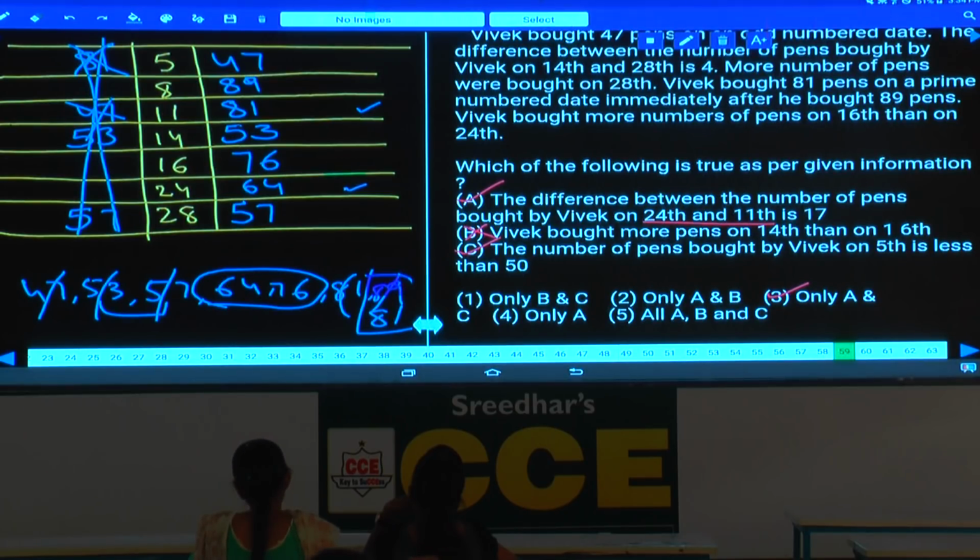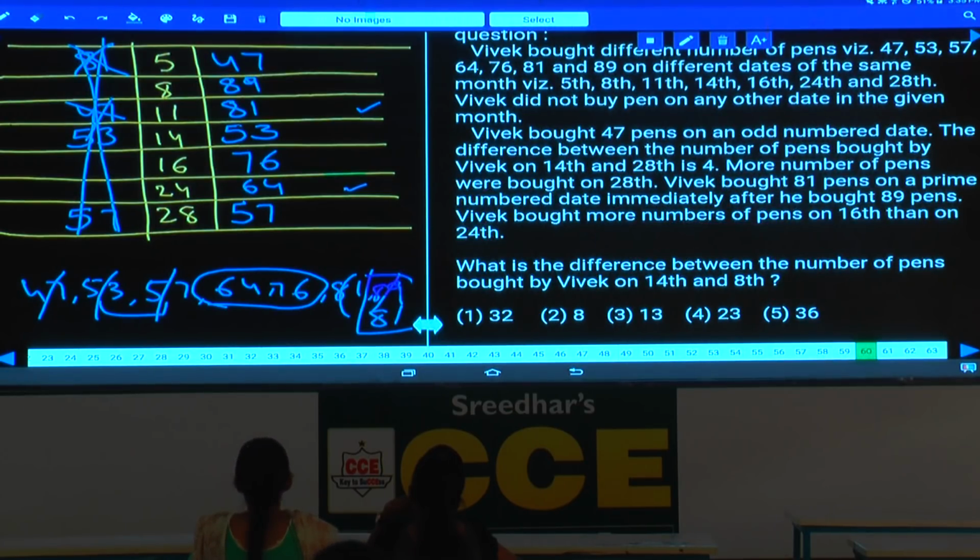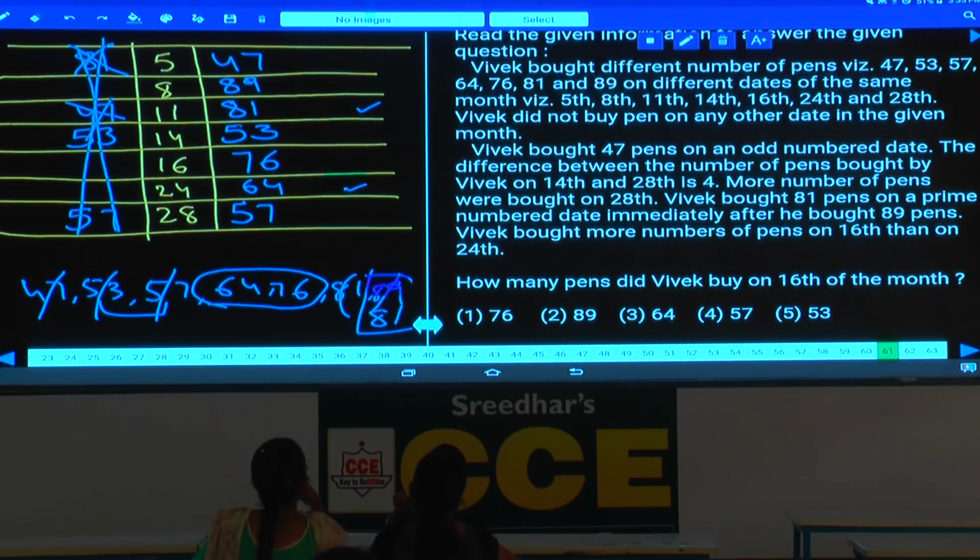Then 60th, tell me what is the answer here. What is the difference between the number of pens bought by Vivek on 14th and 8th? 14th is 53, 8th is 89, 89 minus 53, the difference between these two is 36, that is choice 5. Then question number 61, how many pens did Vivek buy on 16th of the month? On 16th, this person bought 76, that is choice 1.